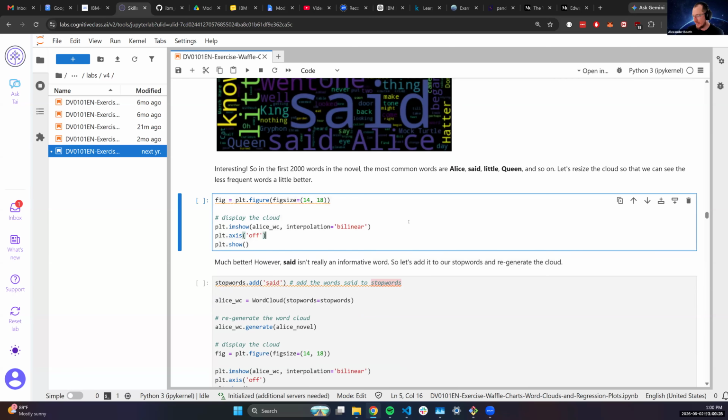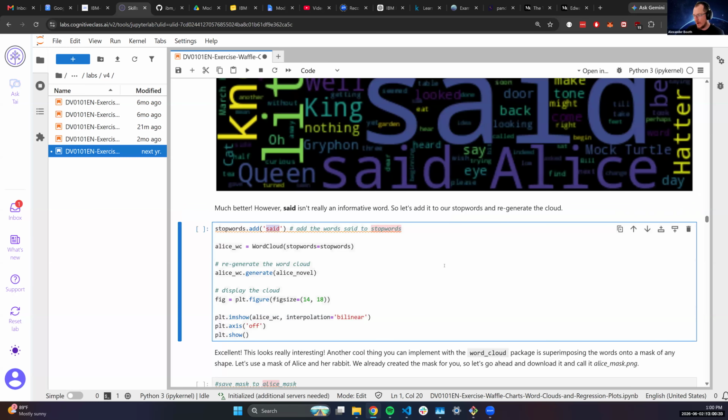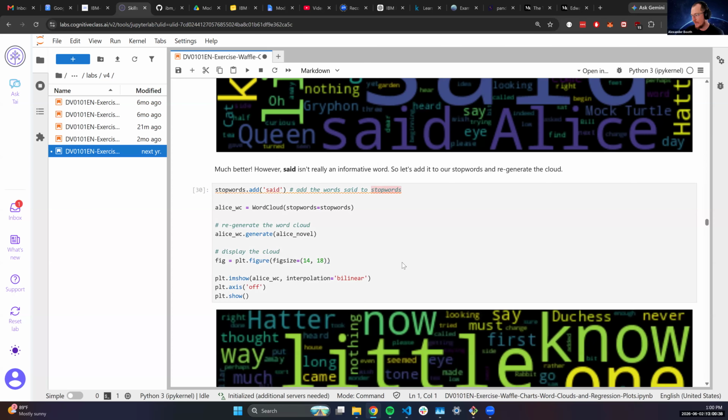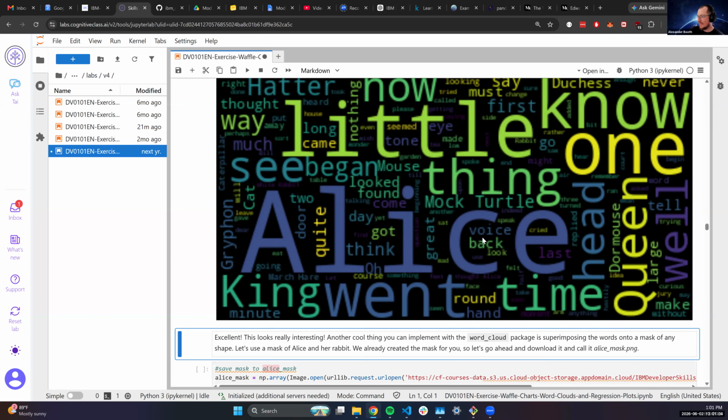Yeah, Alice, said, little, queen are some of the most popular words here. But note that we can clean this up a little bit. Said should be a stop word. So we're going to add said to our stop words and then recreate it. And we end up with this, which makes a lot more sense. We see Alice, little, no, one, queen, head, king. These are the real words that we see more often. Just looking at these, you get a pretty good picture of how Alice in Wonderland goes. There's a king, a queen, Alice, little, went, time, turtle, Hatter, Mad Hatter, the Duchess, all that good stuff.